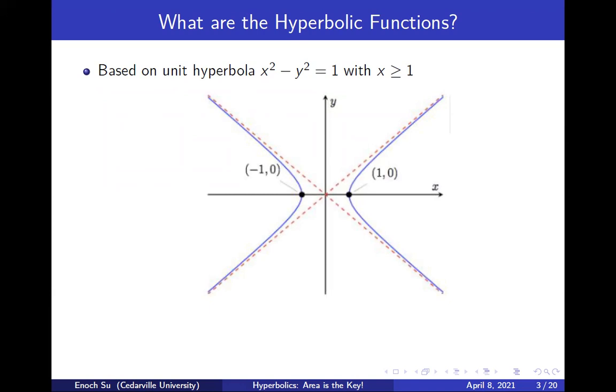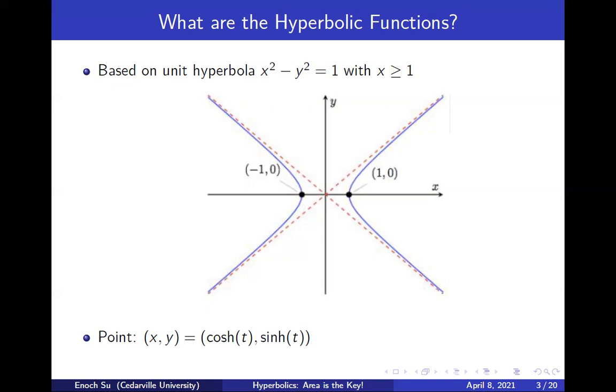And those asymptotes are going to play a very important role as we get further along into this presentation. And for right now, we're going to stick with just the right branch of the unit hyperbola. We're going to define a point (x, y) on the unit hyperbola, an arbitrary point, as x equals cosh of t and y equals sinh of t.